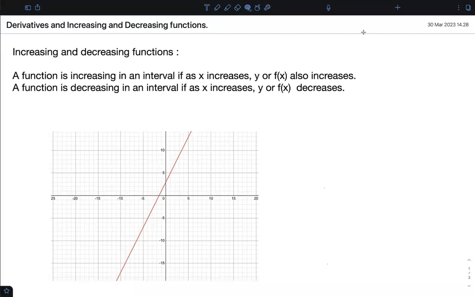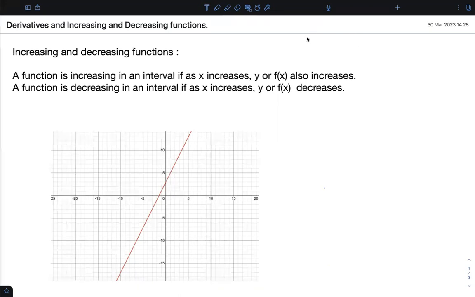Hi everyone. In this video, we will talk about derivatives and increasing and decreasing functions. Now, let's see the definition of increasing and decreasing functions. A function is increasing in an interval if, as x increases, y or f(x) also increases.